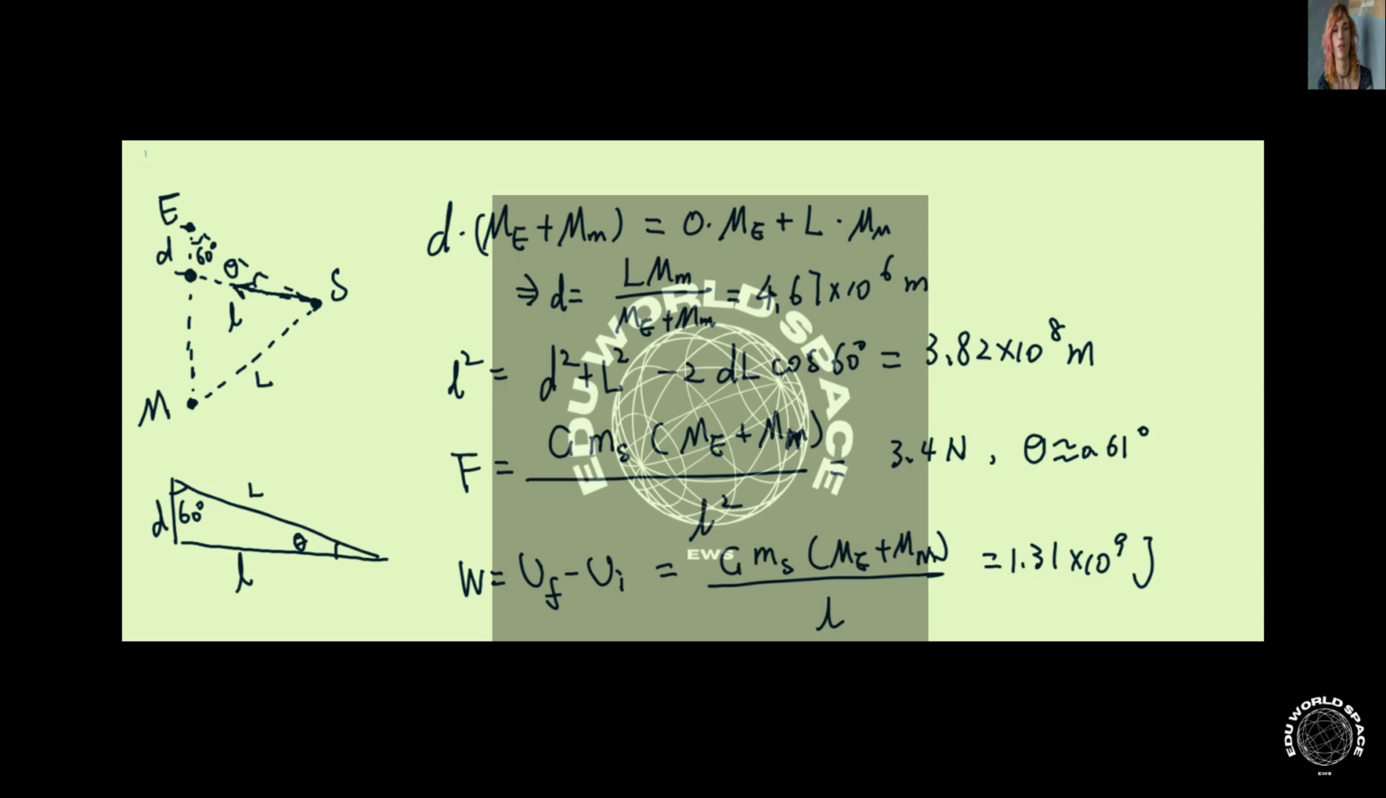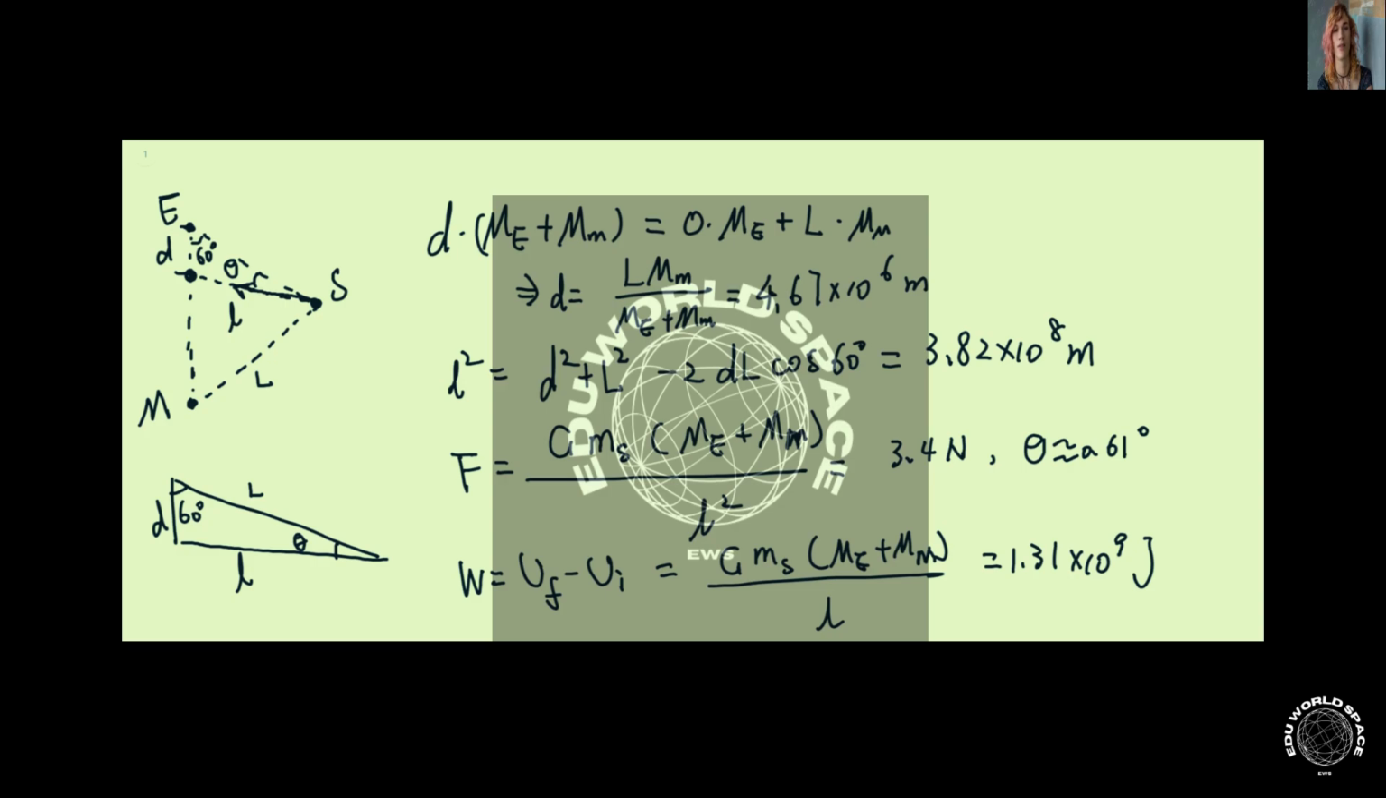So the distance between this point and Earth is d, right? Suppose the Earth is at position 0. So d times the total mass, the position of the center of mass times the total mass, is equal to the position of the Earth, which is at the origin 0, times the mass of the Earth, plus the position of the Moon, which is L, the length of the triangle side, times the mass of the Moon. From this equation, we can solve that the distance d, the position of the center of mass, is equal to 4.67 times 10 to the 6 meters.